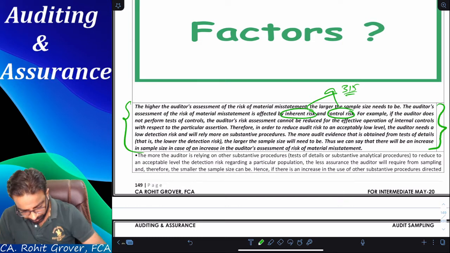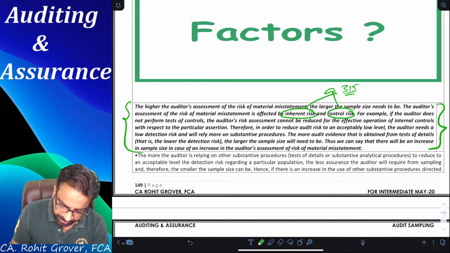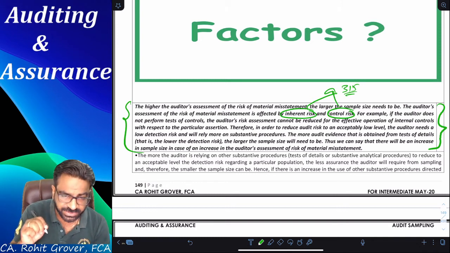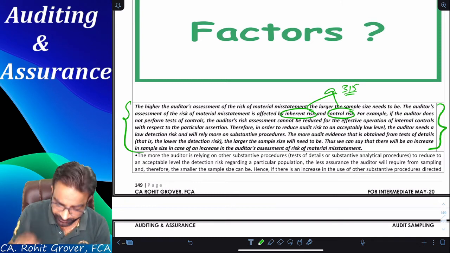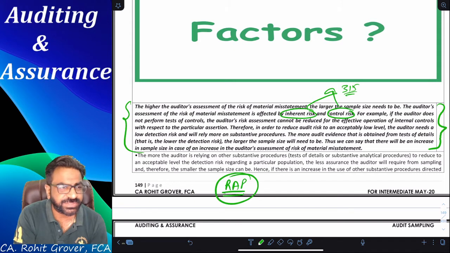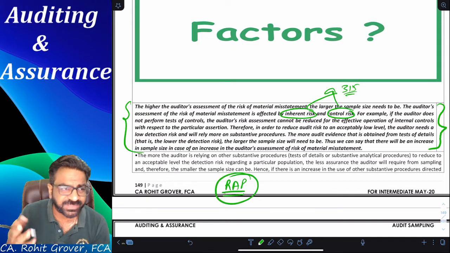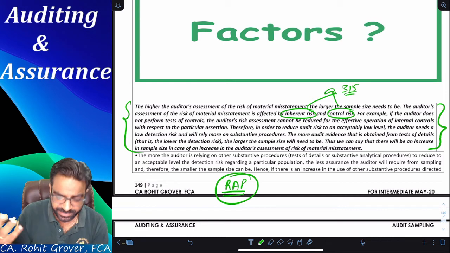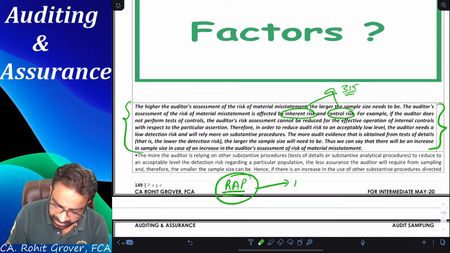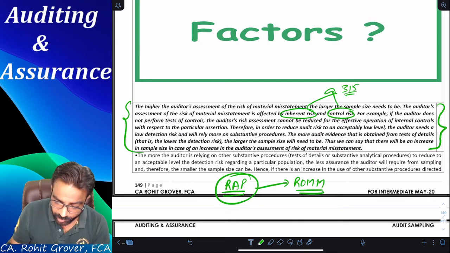Everyone, please tell me, very simply, in the audit procedure, what is the first procedure we follow? RAP or FAP? RAP. RAP gives us what idea? It gives us an idea about the ROMM, or not? RAP gives us an idea about ROMM. My question is very simple.